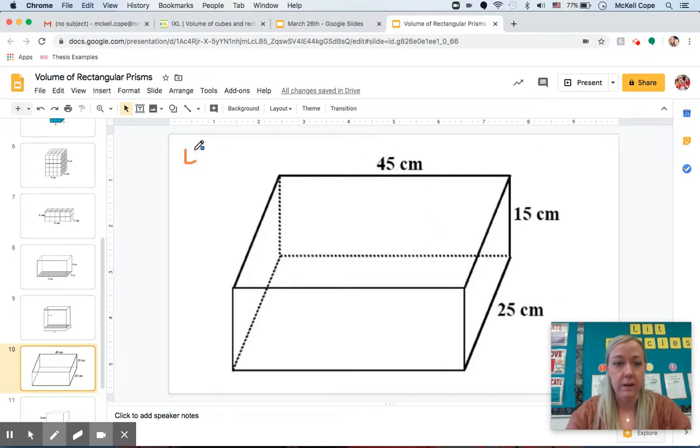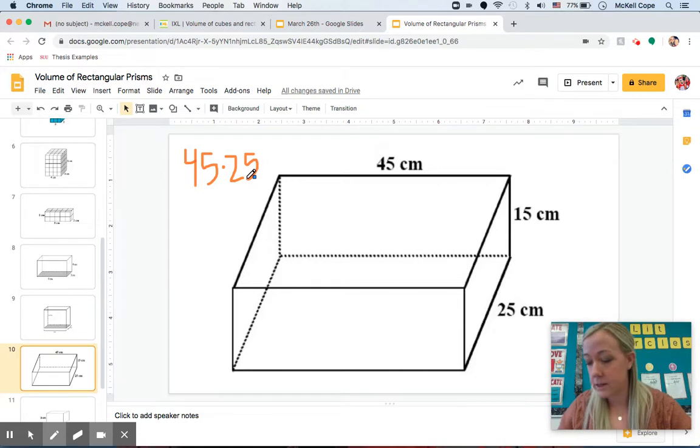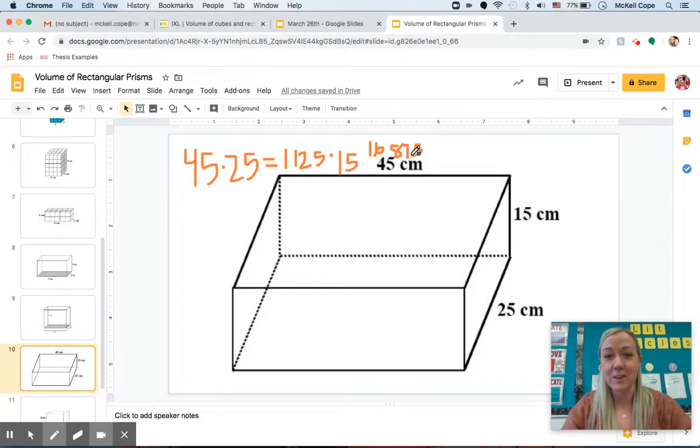So let's do it over here where we have some free space. So we have 45 times 25. And that's not something I know off the top of my head. So I'm going to multiply that together here in my calculator. And that is 1,125. Okay, now I'm going to take that number and multiply it by my remaining number, which is 15. And you should get an answer of 16,875. That one was definitely bigger than what we have been doing.